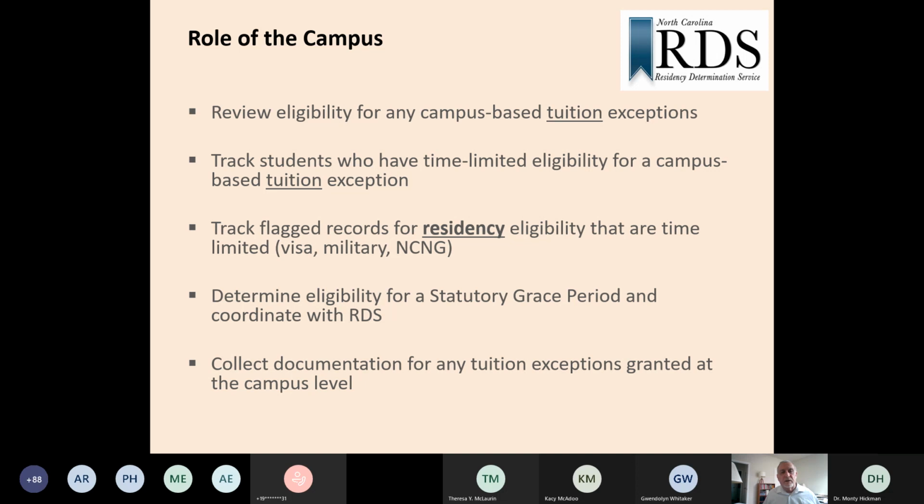RDS will flag a record that needs tracking, and really it would just be in 3 categories. If it's a time-limited visa or temporary protected status, active duty military long-term, because they can keep that as long as they're enrolled in the same program, and National Guard members who are non-resident.